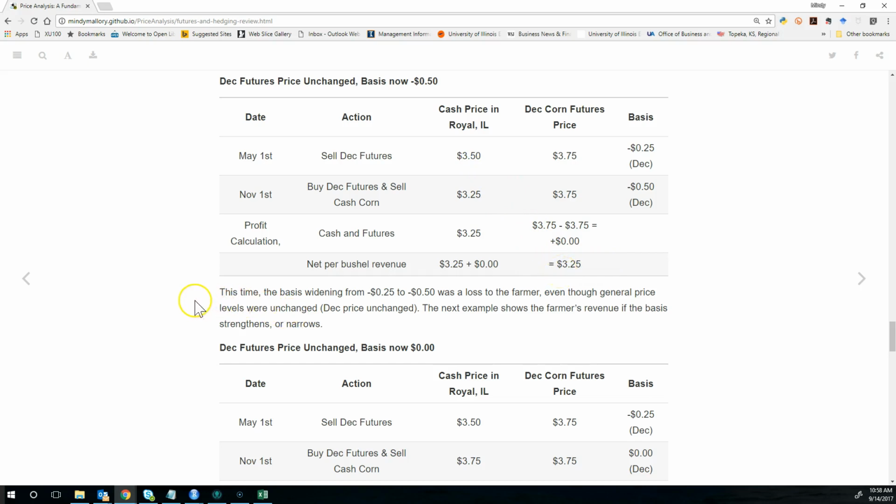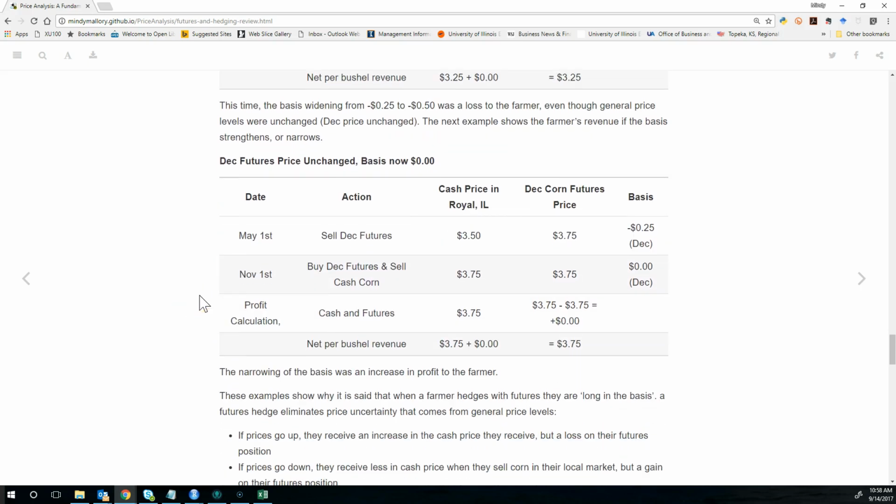Okay, now let's do the opposite case where the basis strengthens. So similarly, we set up with minus 25 cents on May 1st. On November 1st, the futures price is unchanged to keep the example clean. But now on November 1st, the basis has strengthened, or increased, or narrowed to 0. So now he's getting exactly the same price as he sees in the December futures contract. He goes to town, he gets this price, $3.75, and he is at a wash in the futures contract because the price is unchanged from May 1st to November 1st.